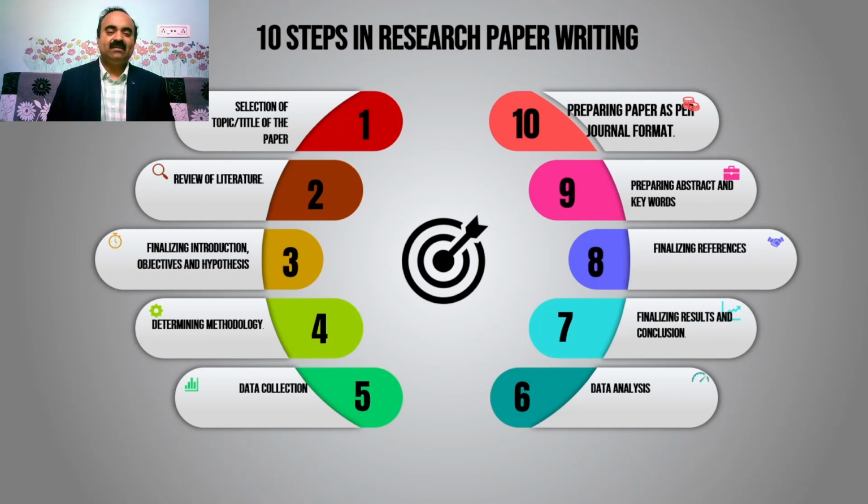The third step is finalizing introduction for your paper and objectives and hypothesis. Objectives means they explain what do you want to find out in your research. Objectives may be 3 to 5, and objectives address your research questions. So the questions relating to your research problem. Simply, objectives answer what do you want to find out in your research.